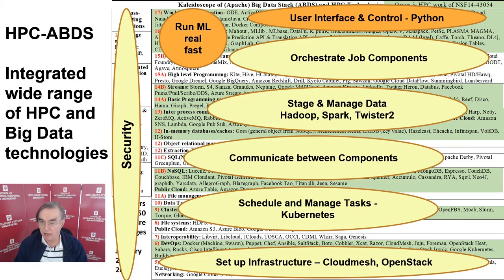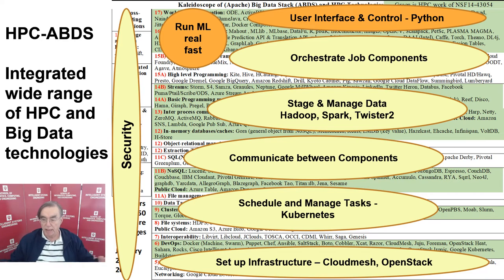Then there are a whole set of libraries like TensorFlow, Mahout, and Scikit-learn, and those run machine learning real fast. Well, if not real fast, real easily. Then we have to orchestrate them all. We have this interface, then we have these little jobs, lots of machine learning, some data engineering to clean it up, and so on. Then we have the overall masterminding of the data management and staging. That's Hadoop and Spark and Twister 2, and for streaming, Storm.